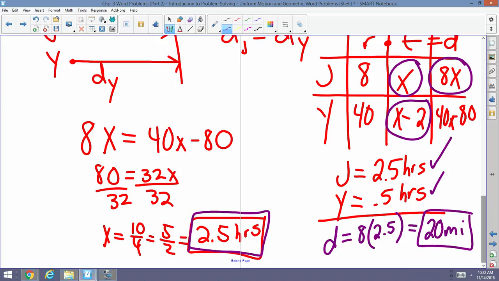The 20 is how far they are from their house. That is the distance that they traveled. She traveled at 8x, son. That was her distance, where x is 2.5. Does that make sense? I appreciate your honesty.